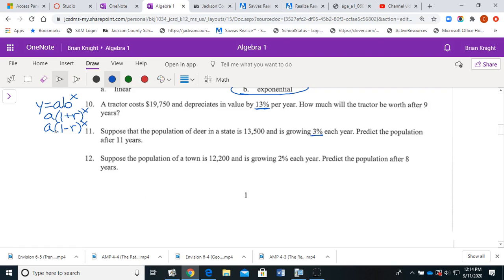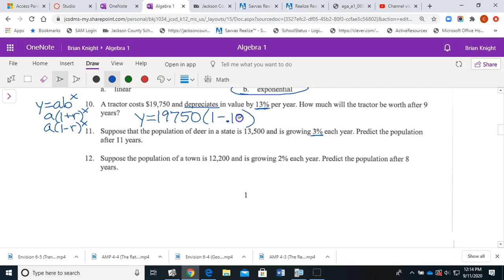Everybody with me? So this is going to be y equals 19,750 would be your a, times, it says it depreciates. That's a big English word right there. What does depreciate mean? It goes down. It decreases in value. So we are going to say 1 what?